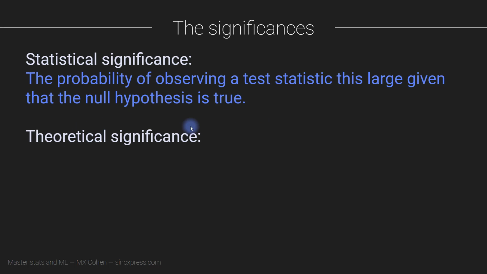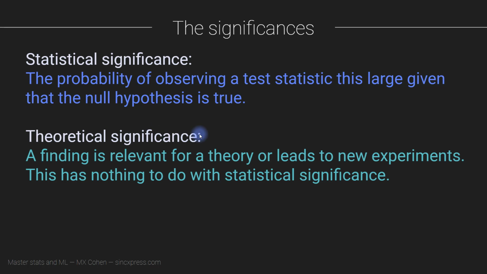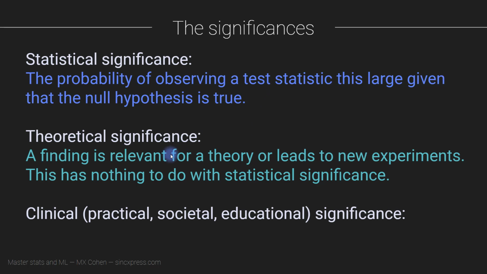But there's also another kind of significance called theoretical significance, and that means that a finding is relevant for a particular theory, or the finding leads to new experiments, and this has nothing to do with statistical significance. You can have statistically non-significant results that are actually very important for a theory. And there's also clinical significance, and this list could go on and on.